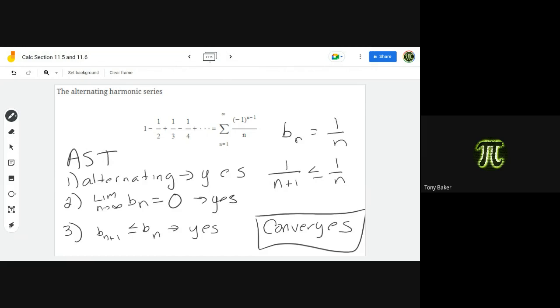I said something quickly that was very important. If they're all yeses, it converges. If any of them are no, we cannot use this test. Notice I did not say it diverges. The alternating series test does not tell me if it diverges. The alternating series test only tells me it converges.